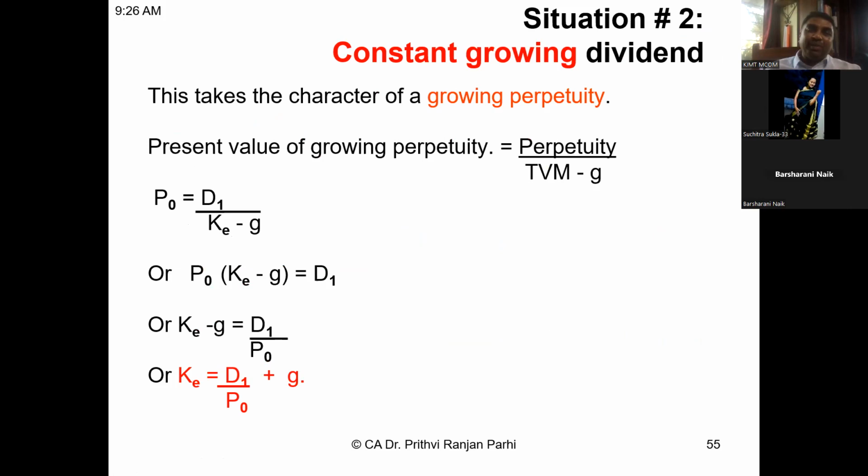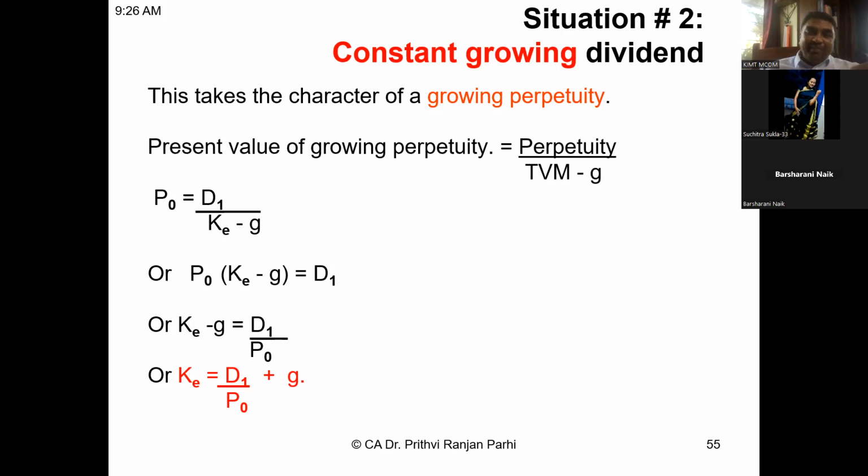Perpetuity means it is continuing forever. And there is a formula for perpetuity, from the time value of money concept. If you learn it, then you can understand. The present value of a growing perpetuity is equal to the perpetuity divided by the time value of money minus growth. I have separate videos on the concept of time value of money. If you want, you can refer to those videos. They are available on my YouTube channel. You can see them and understand what perpetuity is, etc.